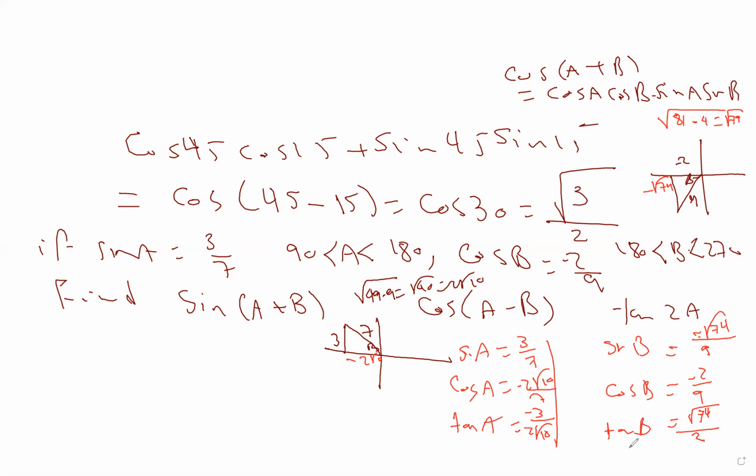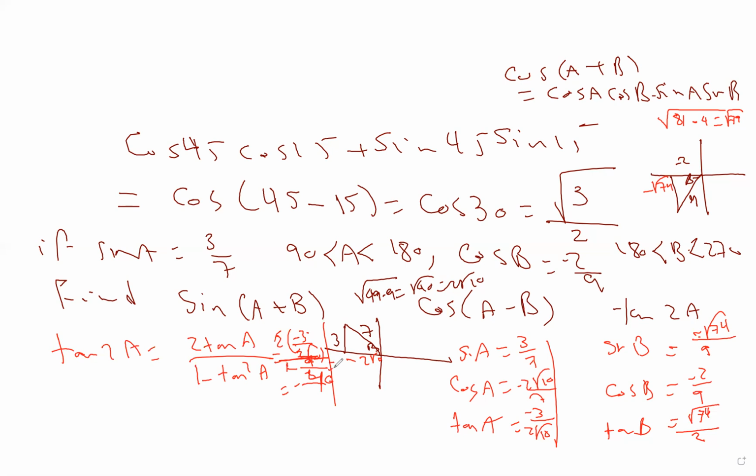I'll give you one of them, which is tan 2A. The rule of tan 2A is 2 tan A over 1 minus tan squared A. 2 tan A is 2 times negative 3 over 2 root 10. It will be negative 3 over 2 root 10, divided by 1 minus tan A squared, which is 9 over 2 times 10, which is 2 root 10 all power 2, which is 40. And you can complete this one.